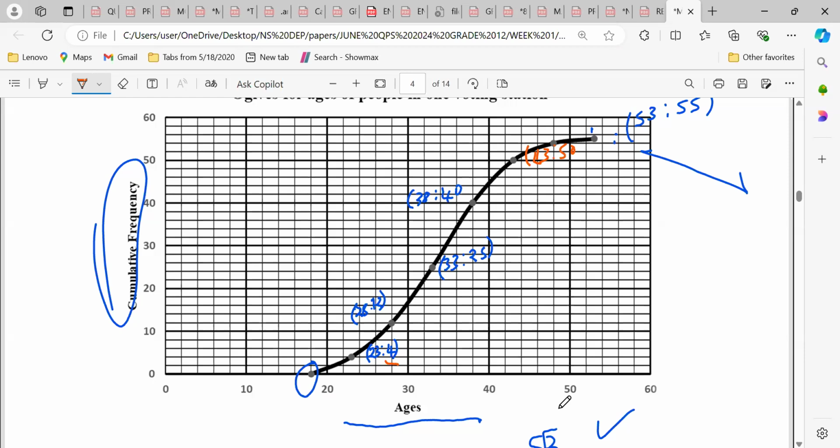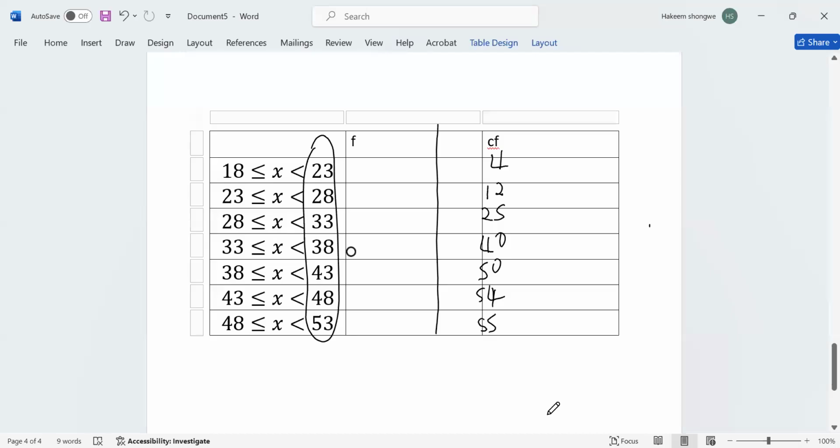How to get it? You're going to subtract this one and this one, but you are subtracting the y values only. If you subtract the y values, then that's what you're going to get as a frequency. Now let's check how we're going to do that from the table. If we have the table, it's going to be simple. The first one, they are identical. If this one is 4, it means this one is also supposed to be 4.